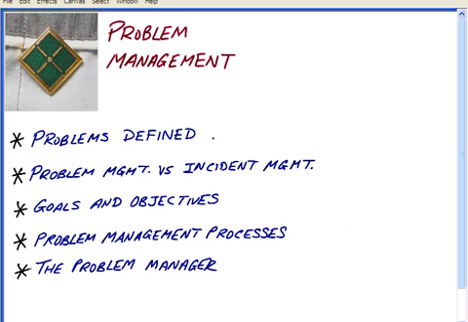In ITIL problem management, we covered 5 key areas. First of all, we defined what a problem is, and we compared it to an incident. Along those lines, we compared and contrasted problem management versus incident management, 2 totally different concepts with contradictory goals. We looked at the goals and objectives of problem management, the problem management processes, and then finally, some of the roles and responsibilities of the problem manager.